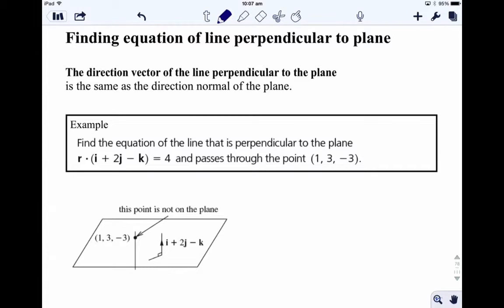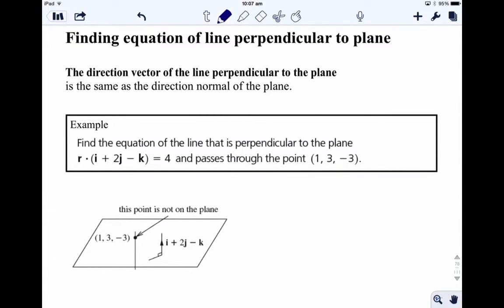Okay, last one. What about a line that's perpendicular to a plane? Alright, let's do this. So we want to find the equation of a line that's perpendicular to this plane here, and it passes through the point 1, 3, minus 3. A little sketch will really help in these. I know we can't draw the 3D version, but a little sketch is often very, very helpful.